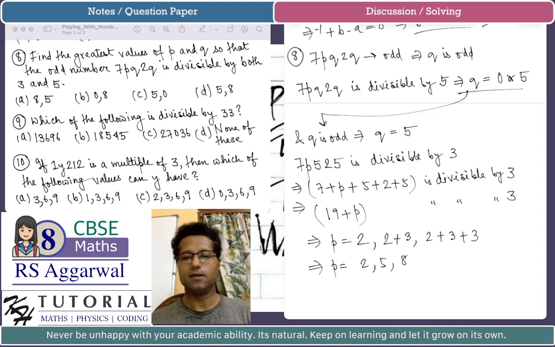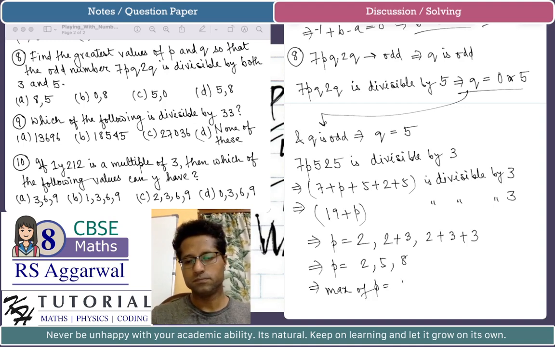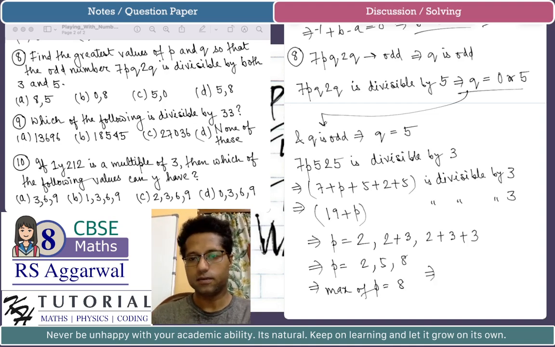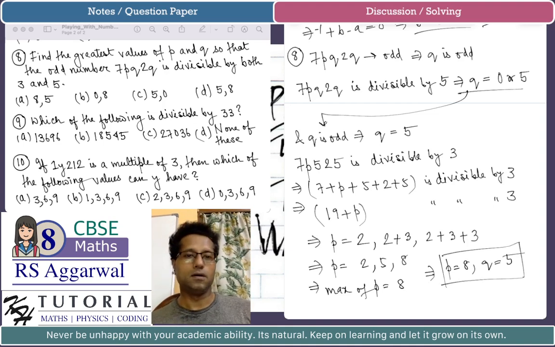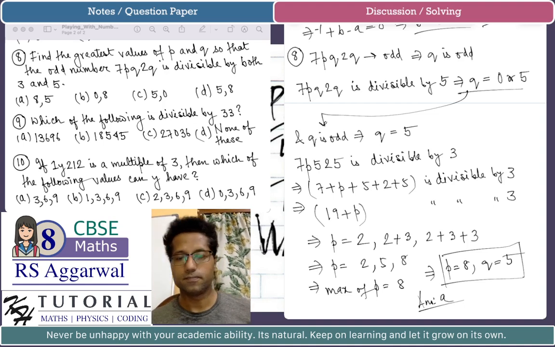This implies that the max of p is equal to 8. So p is equal to 8 and q we know is 5. So this must be the value of p and q. So the correct choice will be A. Correct choice is A.